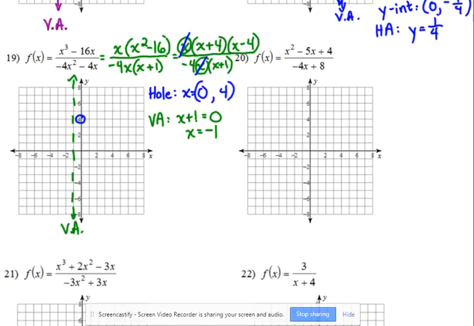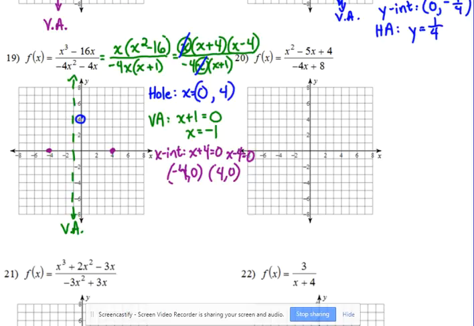What comes after vertical asymptote? X-intercept. We take what's left in the numerator and set it equal to 0. We have 2 factors left in the numerator, so we have 2 x-intercepts, (negative 4, 0) and (positive 4, 0). It is possible to have more than one x-intercept. It is possible to have any combination or lack thereof of any of these characteristics.